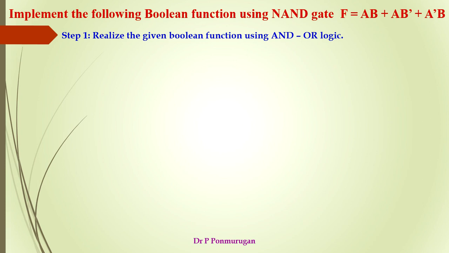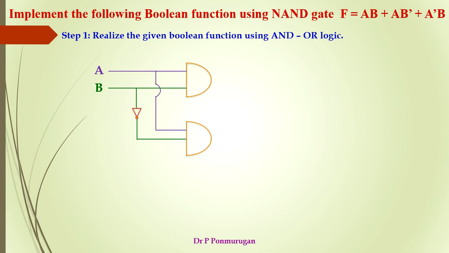So for implementing this Boolean expression using AND OR logic, we need three AND gates. The first AND gate has to be given A and B, and for the next AND gate, A and B bar has to be given. B bar is nothing but giving the B input to an inverter, and the output of the inverter has to be given to the AND gate. And for the third AND gate, we need to give A bar and B.